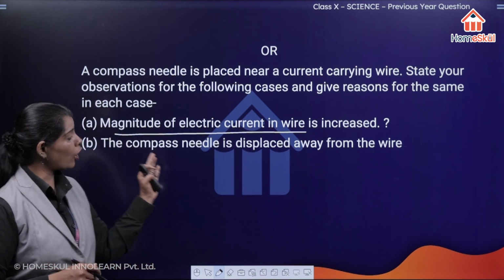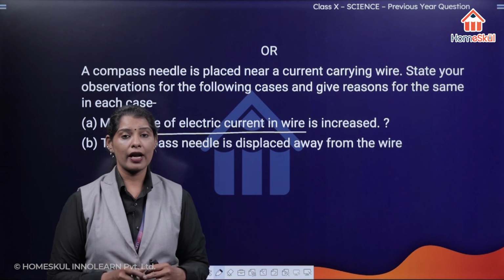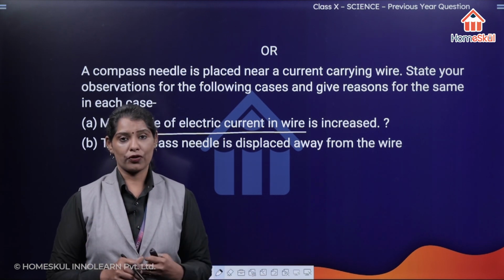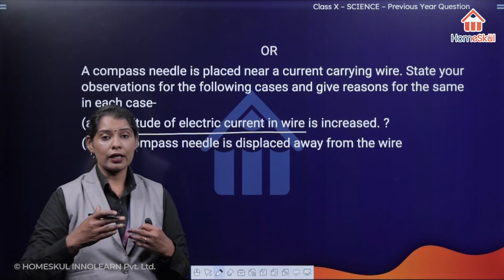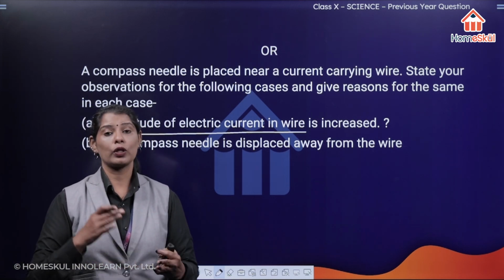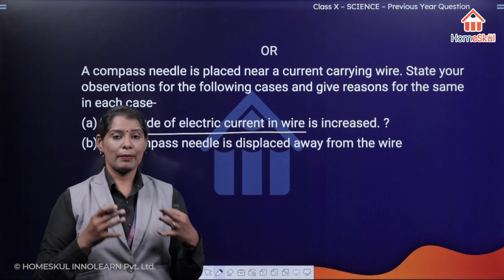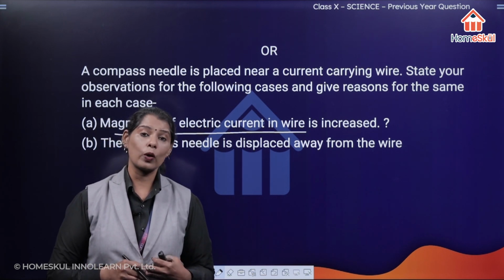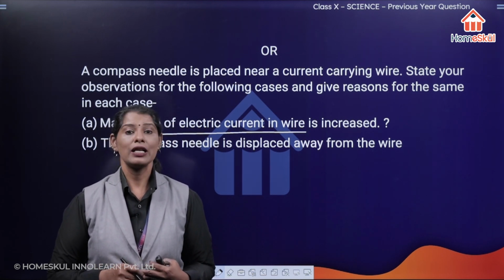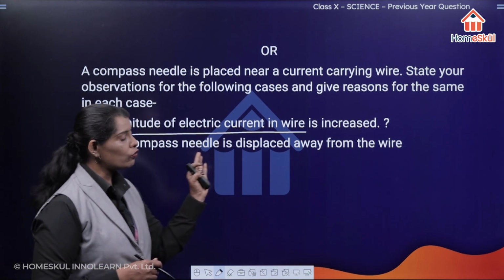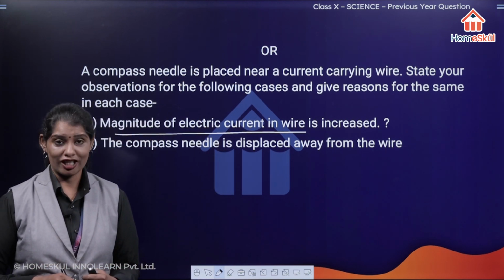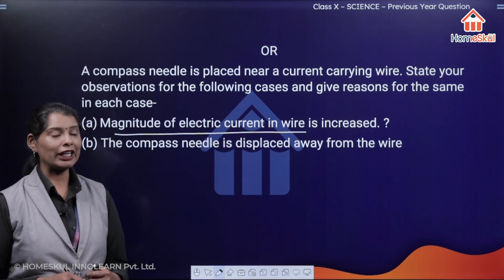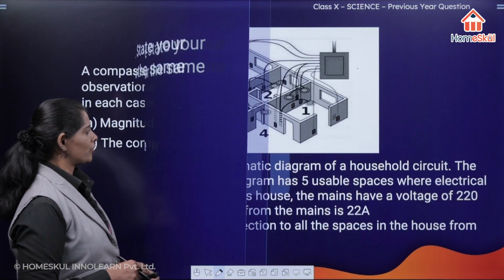Then, what if the compass needle is displaced away from the wire? Of course, it will decrease. The deflection of the compass needle will decrease since it is inversely proportional to the distance, right? The magnetic field due to the current is inversely proportional to the distance. So, that is why if you move the compass needle away from the wire, the deflection in the compass needle will decrease. Clear? Coming to the next question.